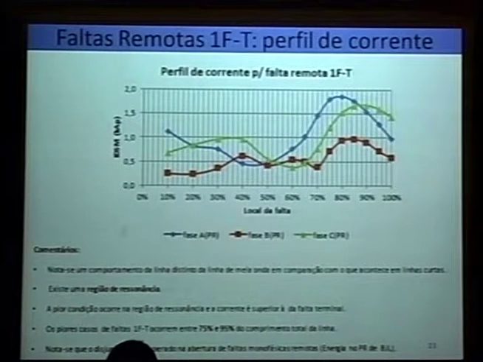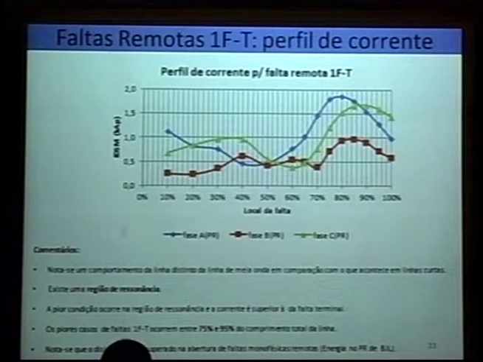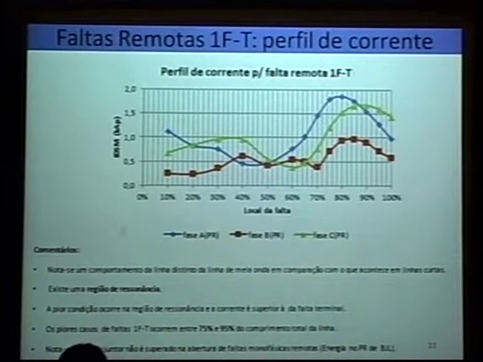So this region makes the current grow, not for terminal faults, which is the case of a TRV analysis, but for the resonance region. So there is a resonance region making the fault current rise. The worst fault condition happens in this region, and it is superior to the terminal fault. The worst case of terminal faults, you can notice, happen between 75% of the line and 95% of the line, where the fault current starts to decrease again.